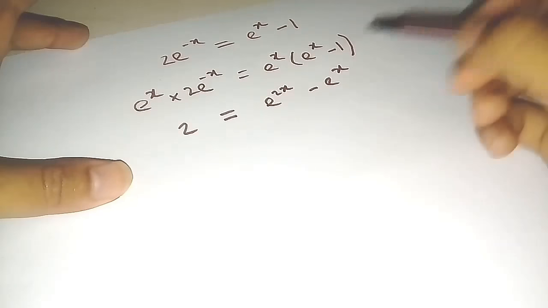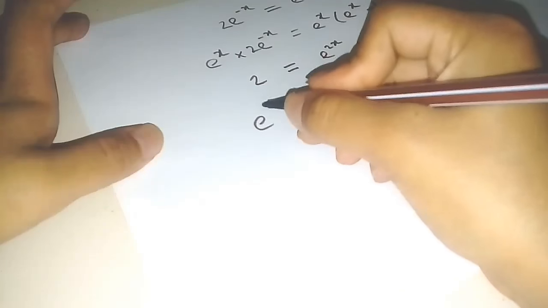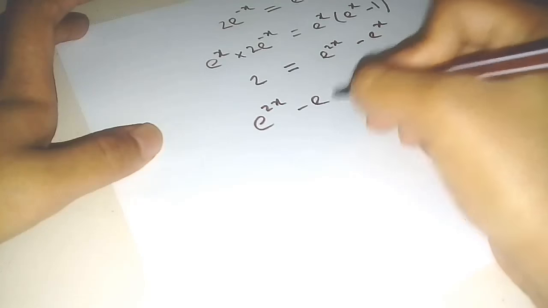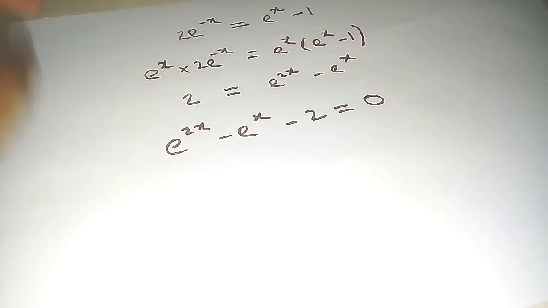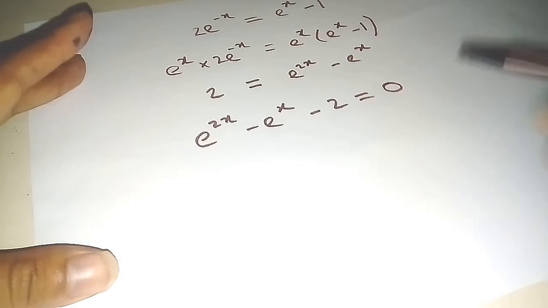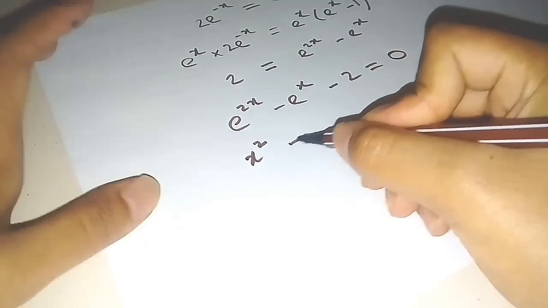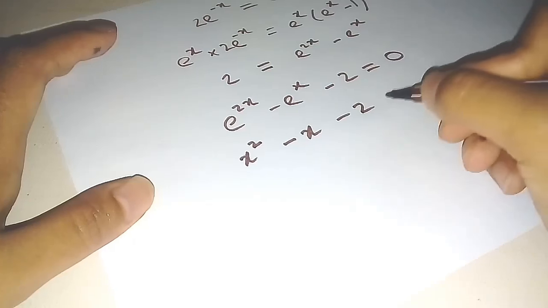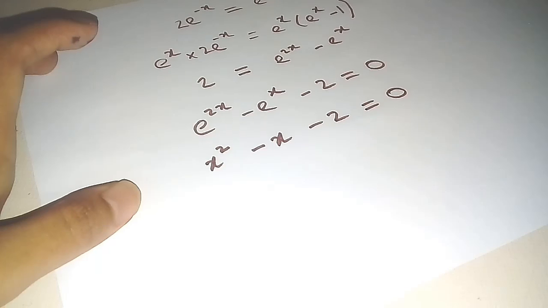Now from here you can take everything to one side, just like you would with a quadratic equation. I hope this is starting to look familiar. So now you have something that looks kind of like a quadratic. If it helps you, you might want to write it out like a quadratic, because then it'll be easier to solve. So let's solve this quadratic.